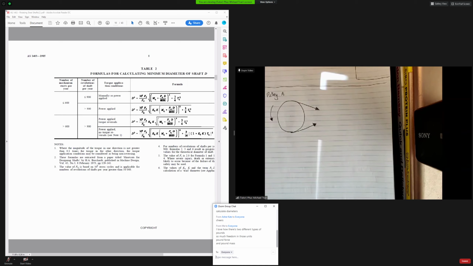Pound force and pound mass. Yeah, pound force is a force unit, and pound mass is just like the weight of it.